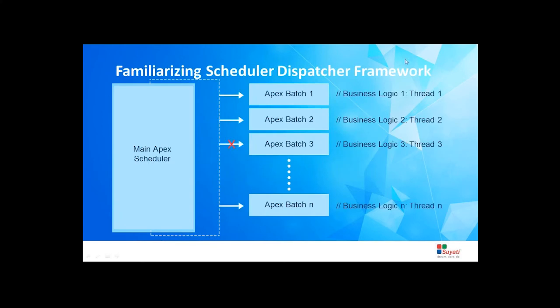Now, familiarizing the scheduler dispatcher framework. I hope you have got enough idea of what an Apex scheduler and the batch Apex in Salesforce can help us with. Now let us see how the framework can be visualized. It is very simple: there will be a main Apex scheduler. So you have an Apex scheduler class that automatically schedules at the start. At the top, it will schedule, and when it starts running, it will dispatch each Apex batch as per the criteria that is met. For example, Apex batch 1 could be executed at 9 a.m.